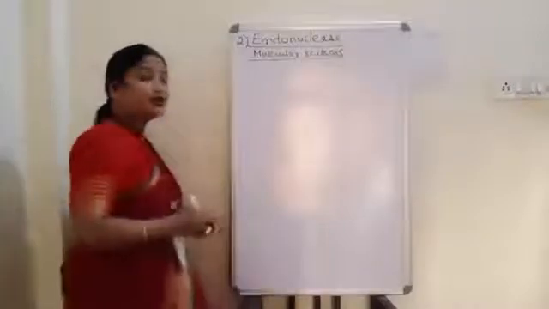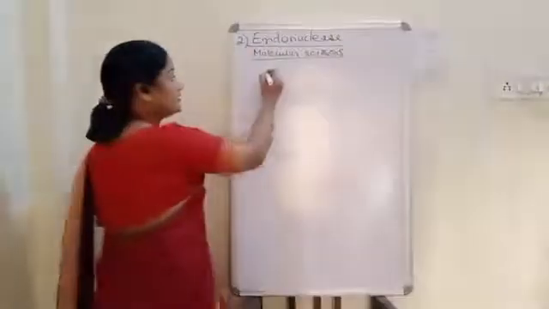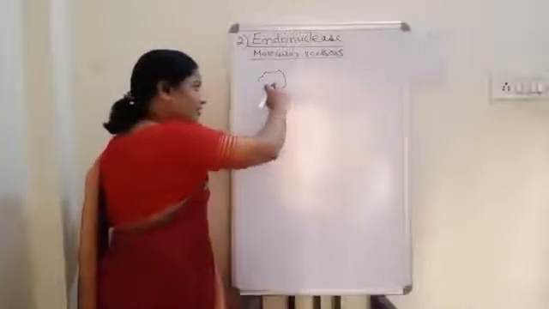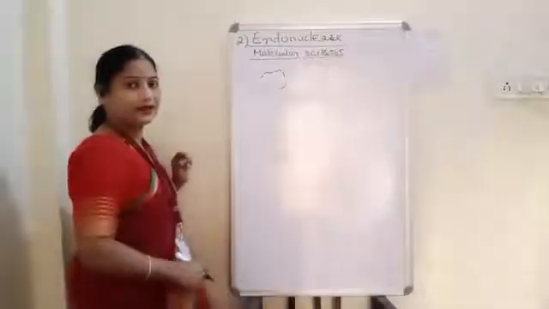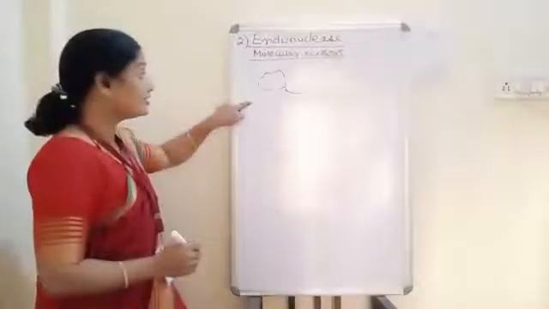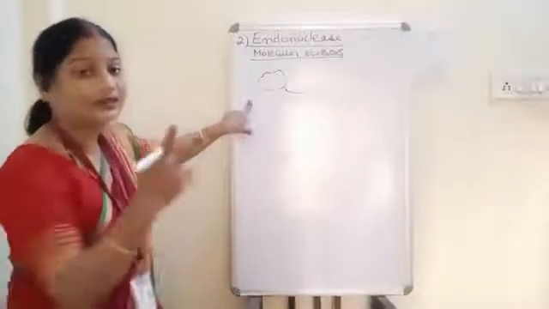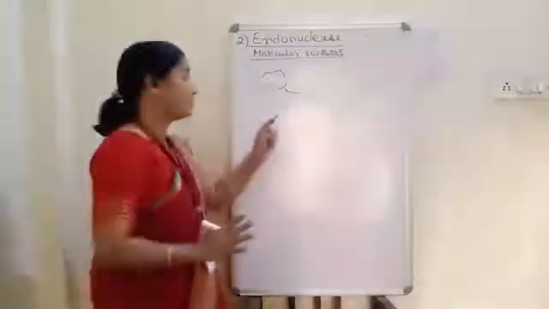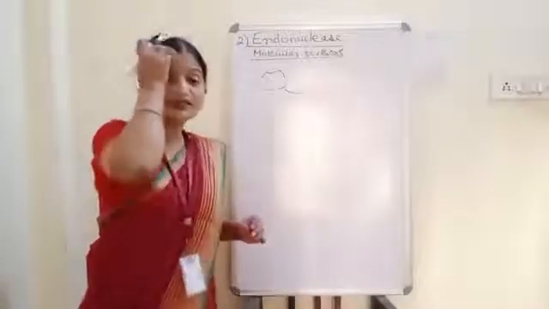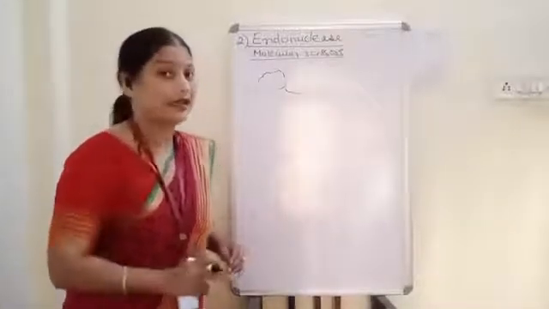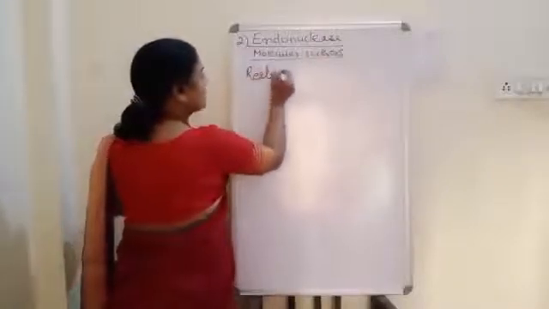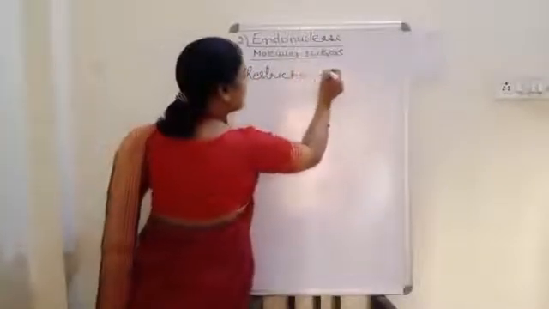Clear? Why is it called the molecular scissor? Because suppose this is our DNA, then this molecular scissor goes and makes a cut into the DNA and takes the piece of the DNA. That's why it is also called the molecular scissor. Scissor means you know very well. So this is the endonuclease. Sometimes this endonuclease is also called the restriction enzyme.